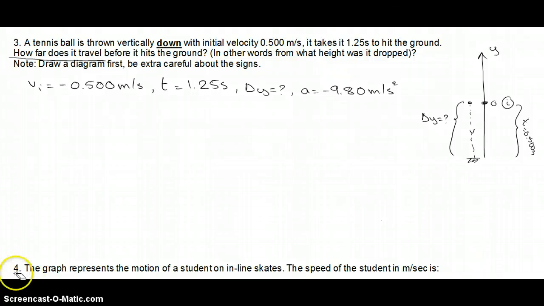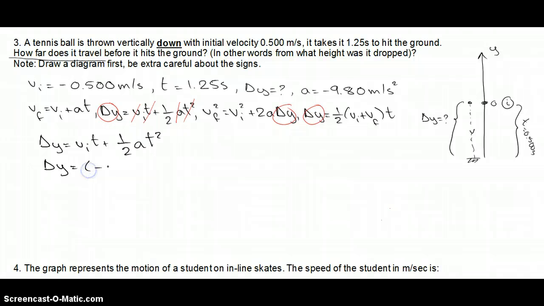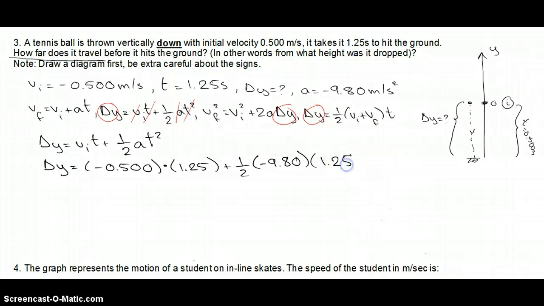The first step is to think of the equation to use. So we put the equations in front of us, and I will look for an equation that gives me delta y, which I want to find. So the first choice, I have v, I have t, I have acceleration, and I have t. So I can use this equation. I copy it to my paper, and I substitute. Delta y is what I want to find. It's negative 0.5 multiplied by the time, which is 1.25, plus half multiplied by the acceleration, which is negative 9.8, multiplied by the time, which is 1.25 squared.